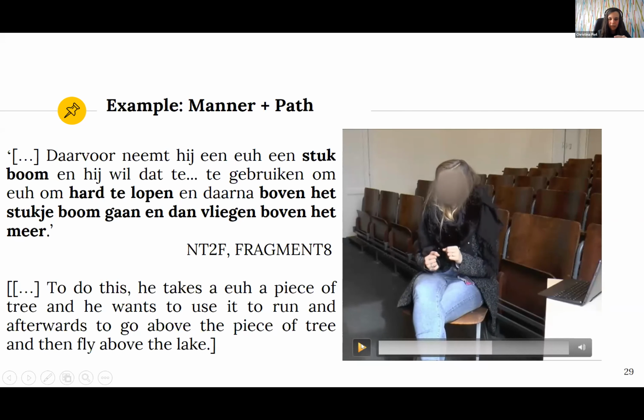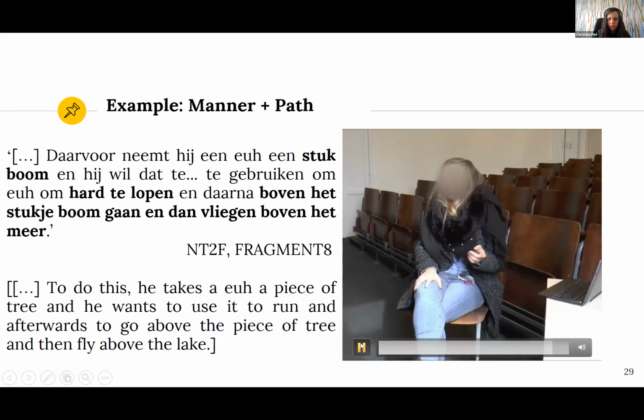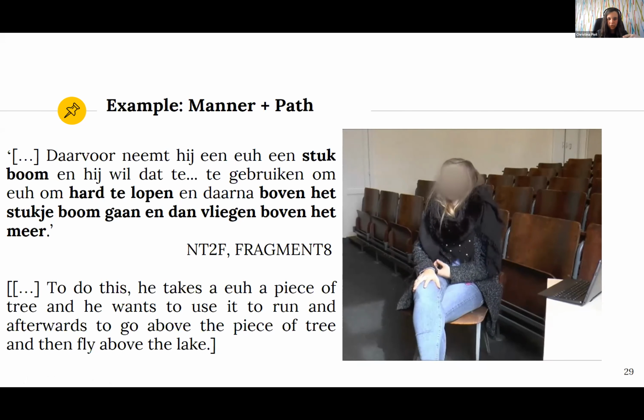So here she's showing the manner in her gesture, to run. And then she says that he wants to go above the piece of tree. And then she shows the way he's doing it. And then she says above the lake, and she shows the path. So this is a learner.